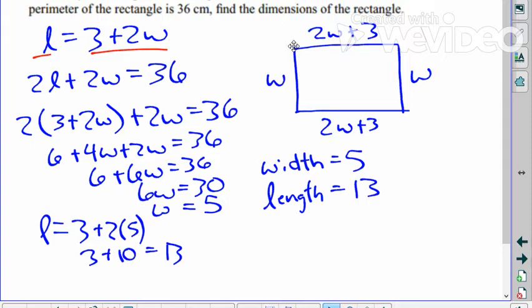Double checking that, if I wanted to, 2 lengths plus 2 widths, 26 plus 10 is 36. Fits the definition of what was on there. Definitely helps sometimes to have a picture going on when you can, especially if it's a geometry related problem.